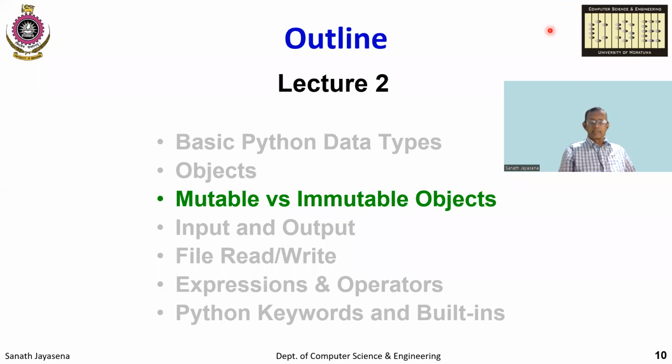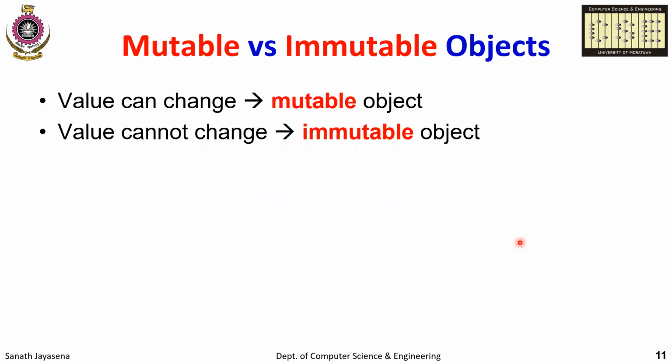Now let's look at some interesting properties of objects, continuing our discussion on Python objects. This is about mutability. Let's see what this is. So mutable versus immutable. Mutability means whether we can change something, right? Mutability means we can change. Immutable means we cannot change, right?